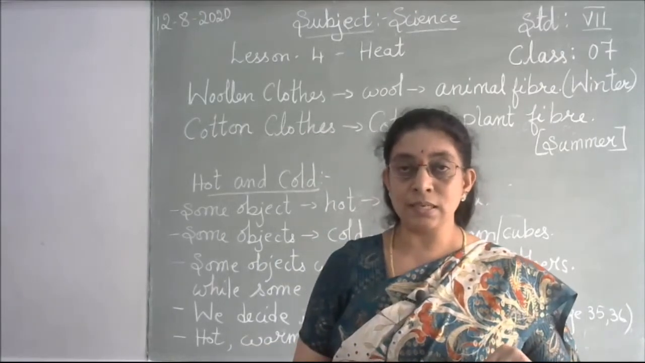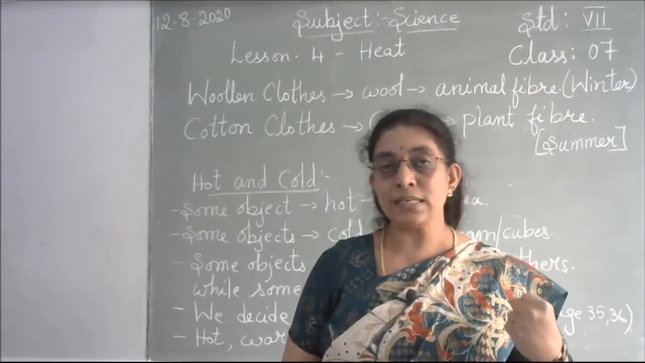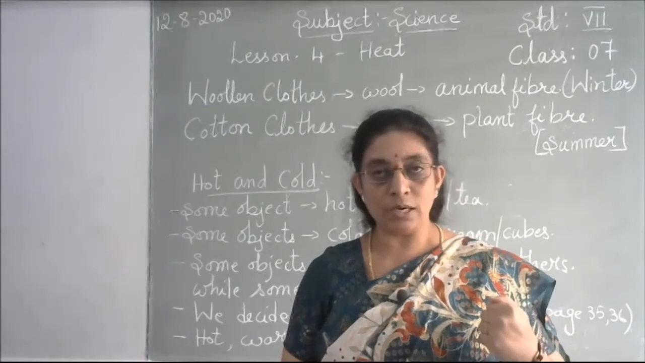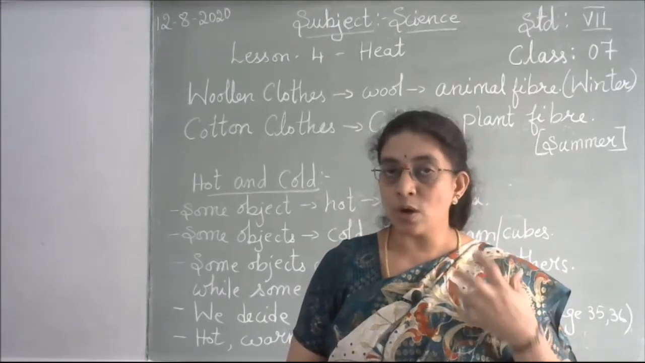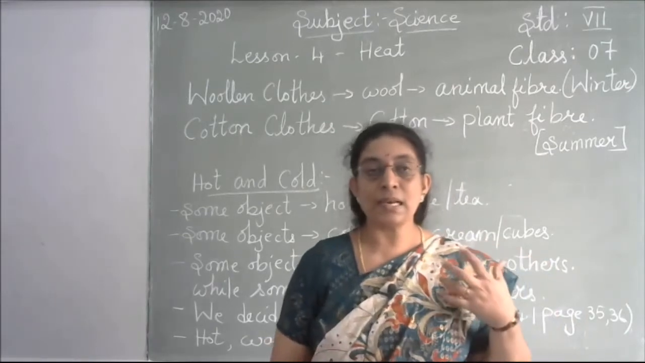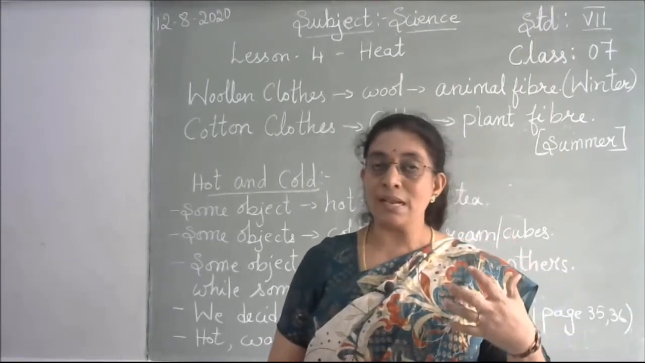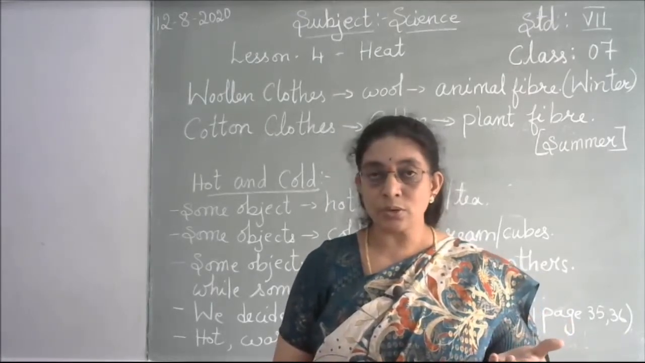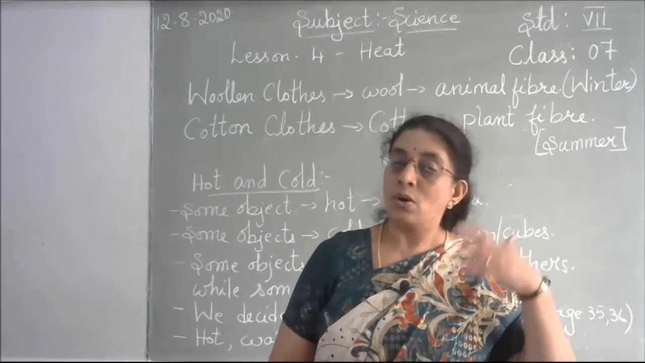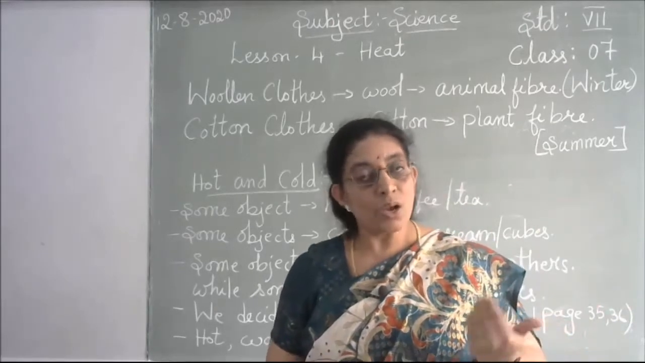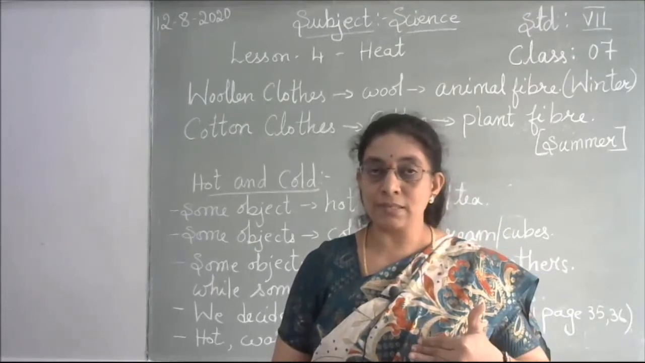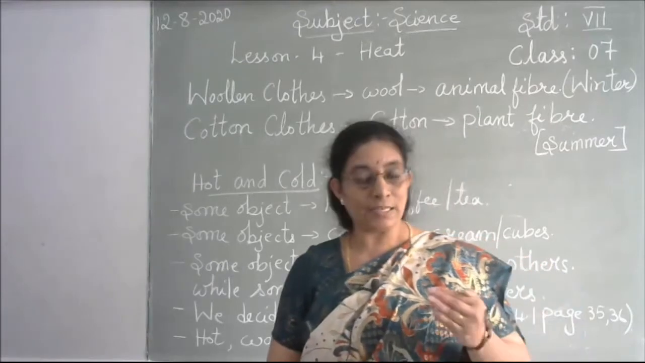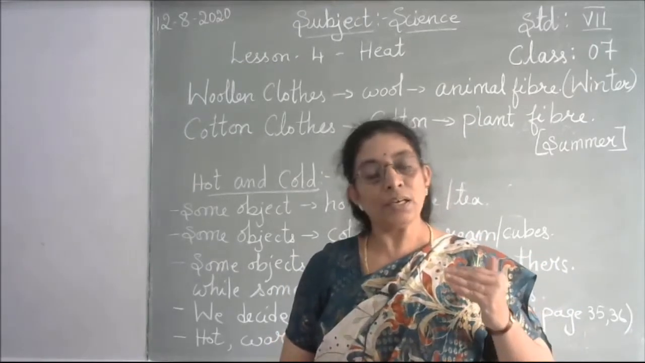During winter season, to keep our body warm, we use woolen clothes. The woolen clothes give warmth to our body. They don't allow the body to become cold. And during the summer season, why do we use cotton clothes? Because during summer season, the temperature outside is already very hot. So to keep our body cool, we use cotton clothes, and especially light colored clothes.